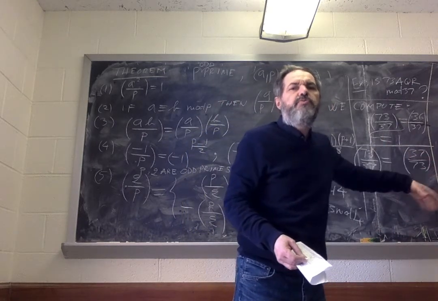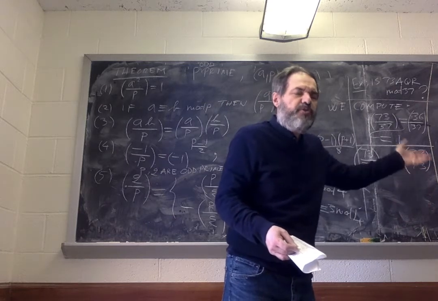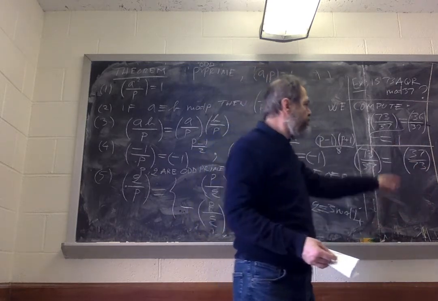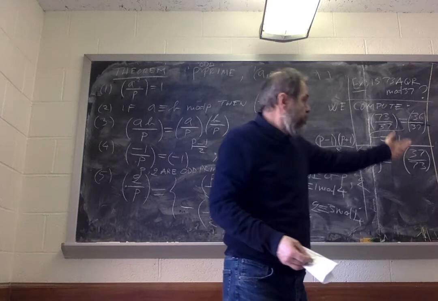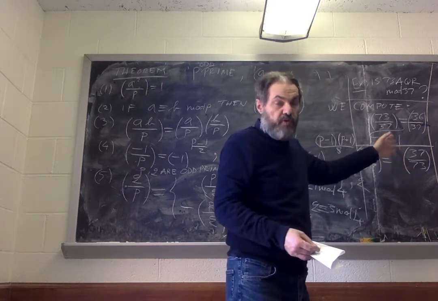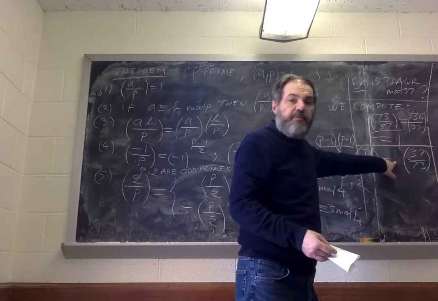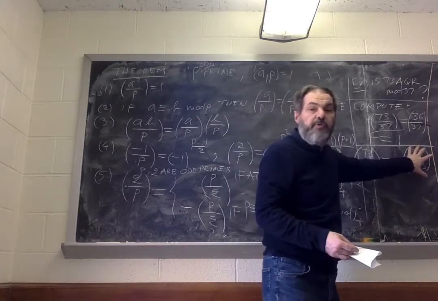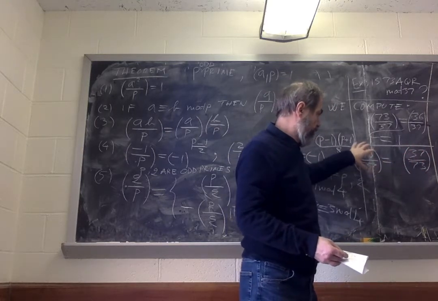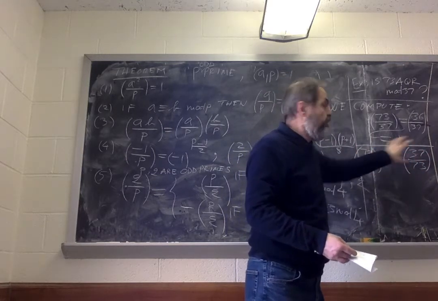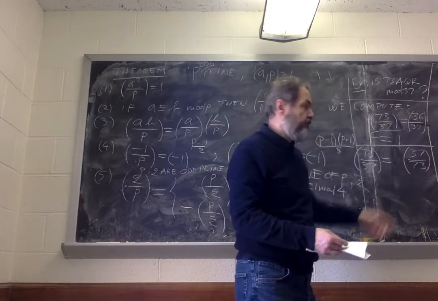It's enough, I don't need to care about 73. But 73 is also congruent to 1 mod 4 in this case. Once I have one number that's congruent to 1 mod 4, I know I have a plus in front. It doesn't mean that the symbol is plus 1. It's just that these two are related by this equals that. No minus in front.